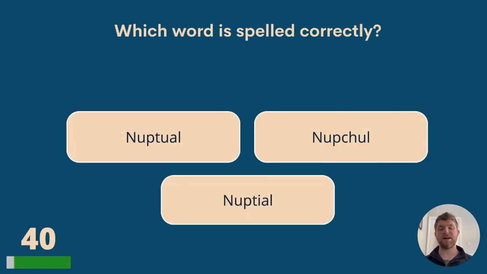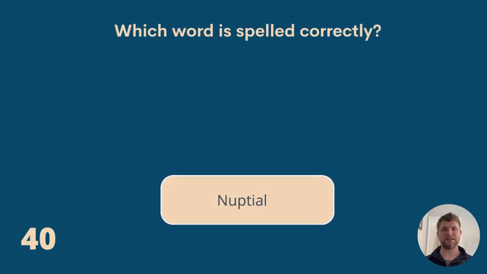Which word's spelt correctly here? Now we are looking for nuptial here. Which of those is the correct spelling of nuptial? The answer is Nuptial.